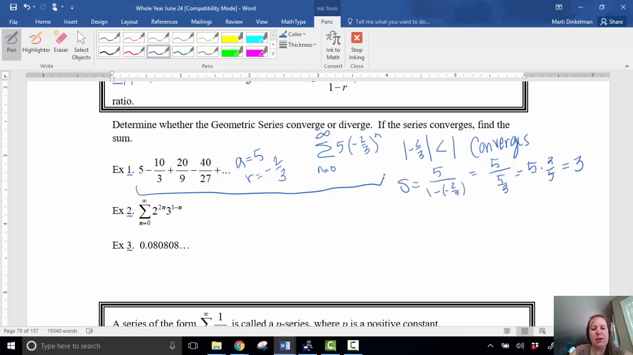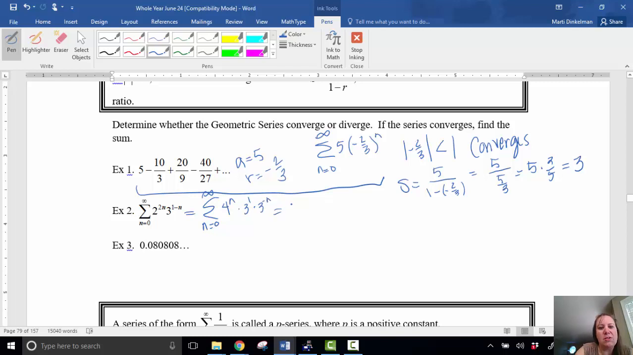Okay, number 2 doesn't quite look like the right form yet, but what I notice about this one is the n's are only in the exponent, which tells me that this really is a geometric series. So I'm going to simplify this a little bit. 2 to the 2n is really the same as 4 to the n. And then I'm going to rewrite this as 3 to the 1 and then 3 to the negative n.